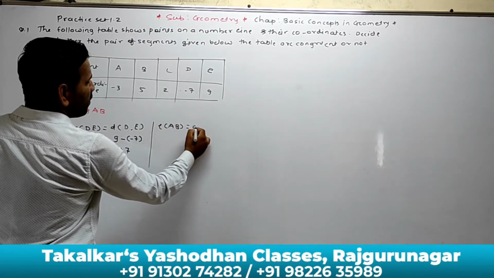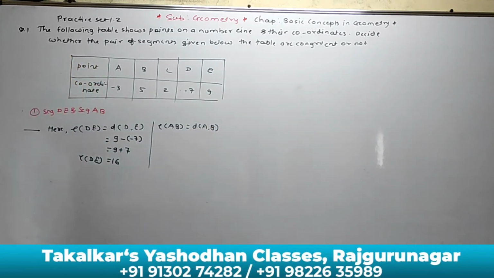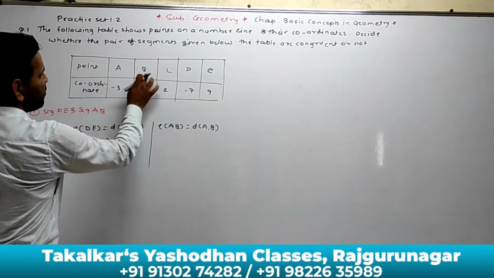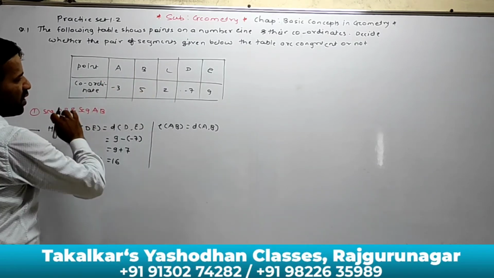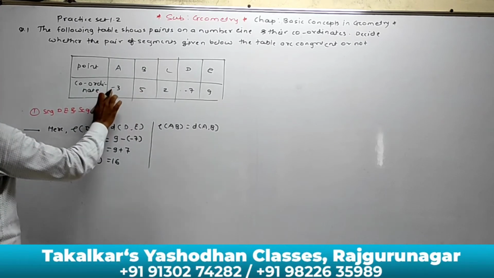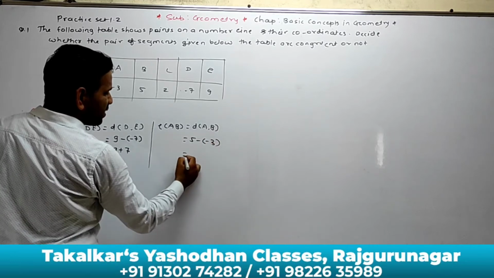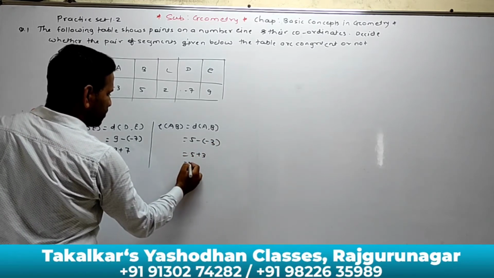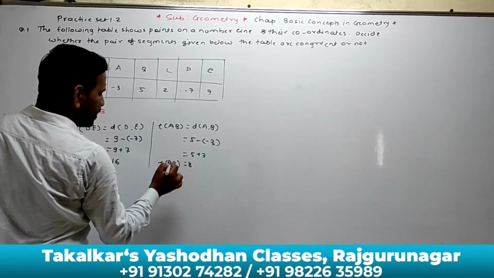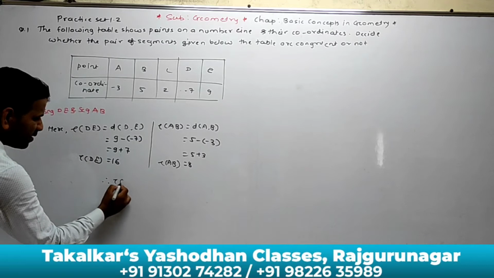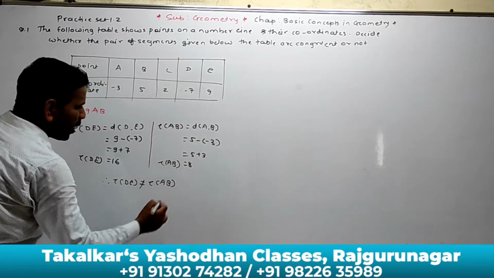Now let's find out length of AB. Length of AB means distance between A and B. Coordinate of A is -3. Coordinate of B is 5. So which one is bigger? 5. Which one is smaller? -3. So 5 मधनं -3 minus करायचं. So 5 plus 3. Answer will be 8. Length AB is 8. So we can say that length of DE is not equal to length of AB.